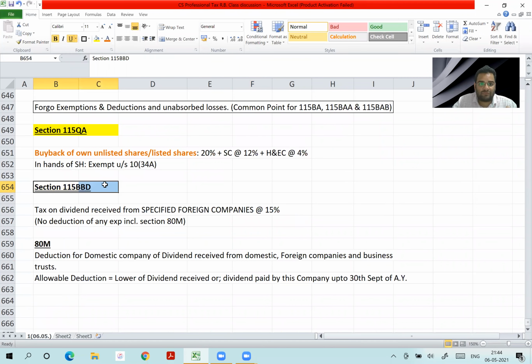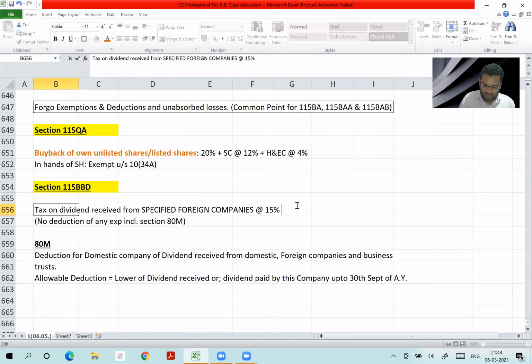Then we did 115BBD. 115BBD is tax on dividend received from specified foreign company. You understood what is a specified foreign company. Specified foreign company means one in which holding is 26% or more. Exact 26% is also okay.